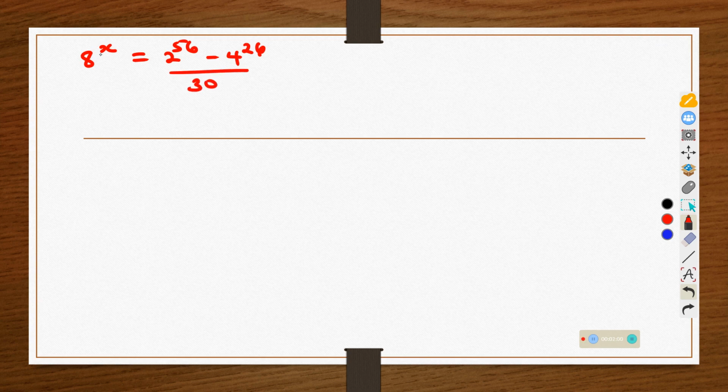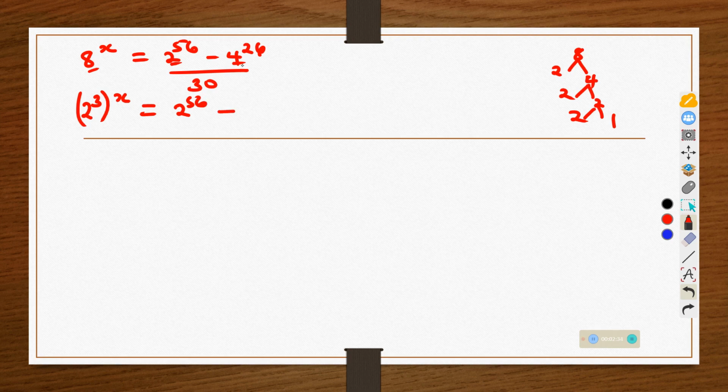First, we shall try to look at what we are given. We have 8 here, we have 2 here, we have 4 here. So what we can do is to express 8 in terms of 2, and to express 4 in terms of 2. This will give us 8 is the same as 2 to the power 3. 8 divided by 2 is 4, by 2 is 2, and by 2 is 1. So this is the same as having 2 to the power 3, but the whole of this is to the power x, which is equal to 2 to the power 56 minus 4.